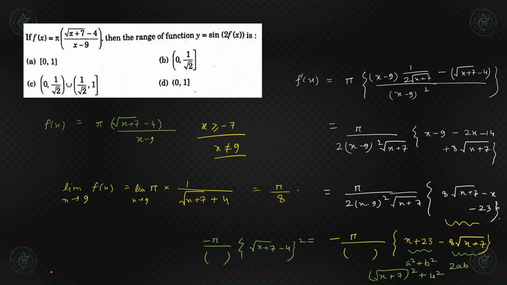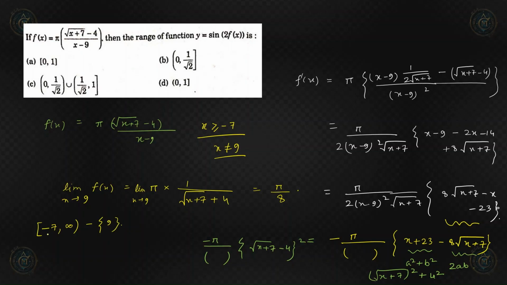Now see this thing here, 2 times this whole square times square root, this is always positive, right? And this thing will also be positive, right? This is a whole square, but here is a negative sign. That means this derivative will always be negative, right? So the derivative is negative, which means the function is always decreasing. So the function is decreasing, that means what will be its domain? Its domain is minus 7 to infinity, excluding the point x equal to 9, right?